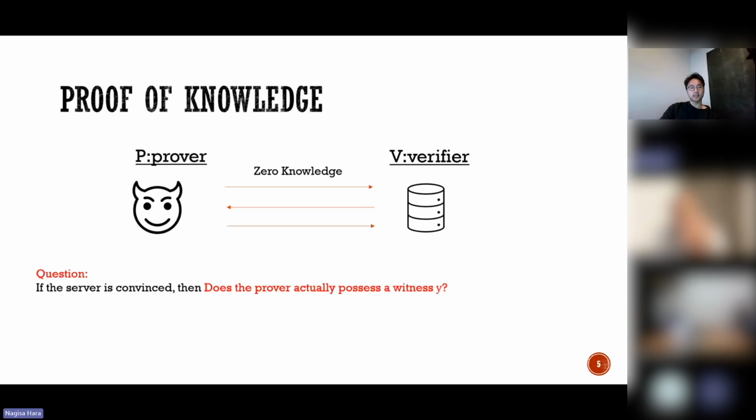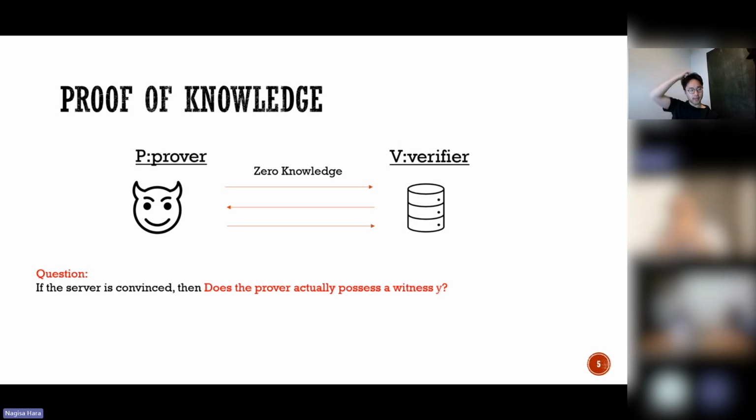So in that sense, we have a question. If the server is convinced, then does the prover actually possess the witness Y to prove that the certain instance is yes or no? So that's another question against the prover. So now we have to think, how do we define the prover knowing some certain witness?